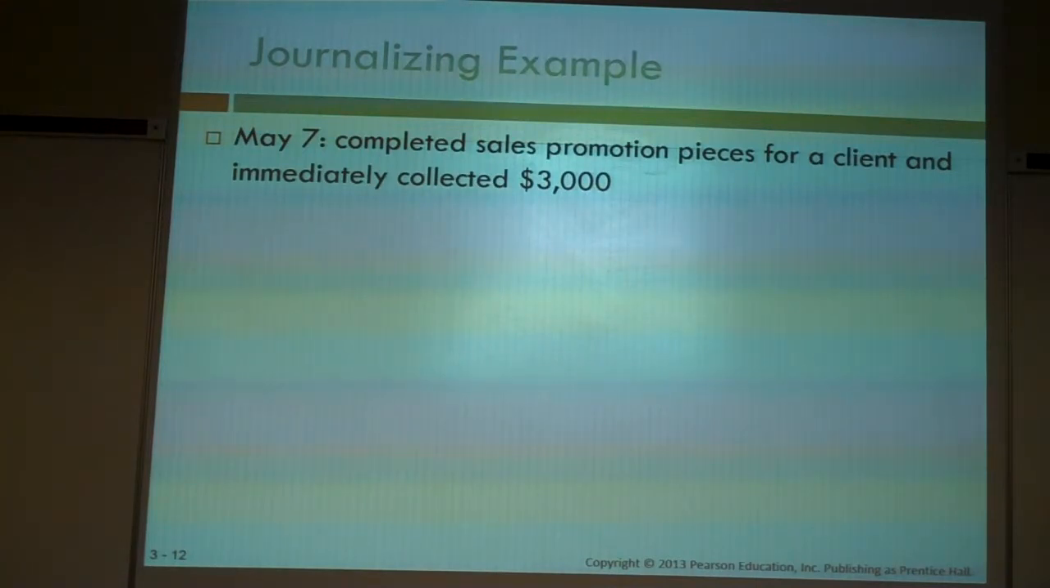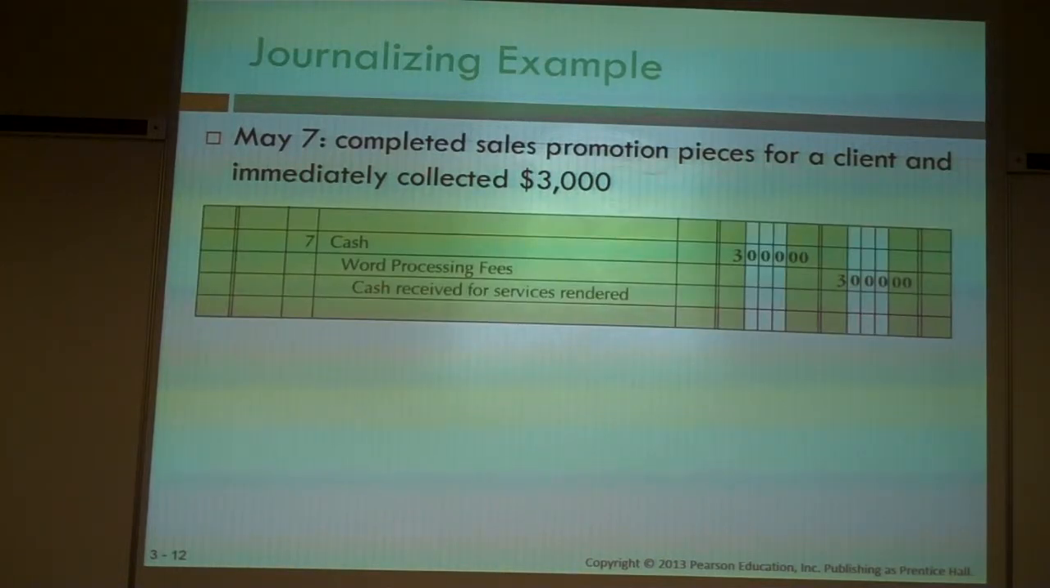May 7th, completed sales promotion pieces for a client and immediately collected $3,000. Worded a little differently, but what did we get? Cash and fees. Cash is going to be our debit. It's going up. And what was our revenue account? I don't know. We have to go back several slides. Was it word processing fees? Okay. Yes. So word processing fees would be our credit, and then cash is our debit.